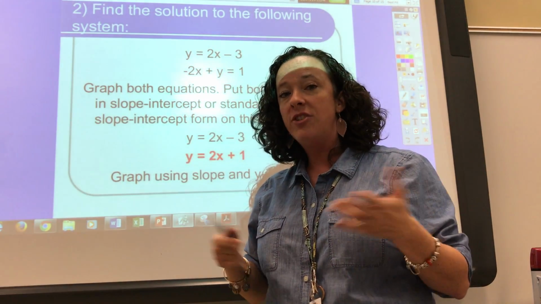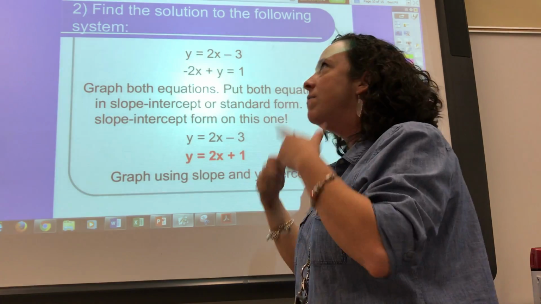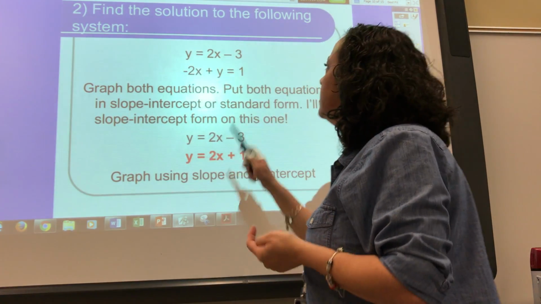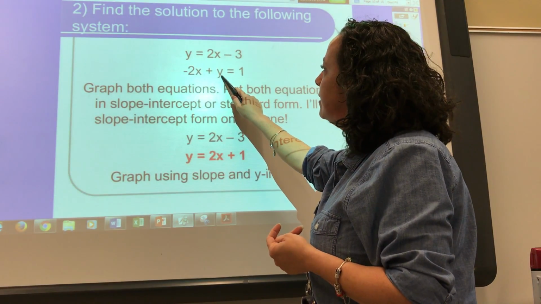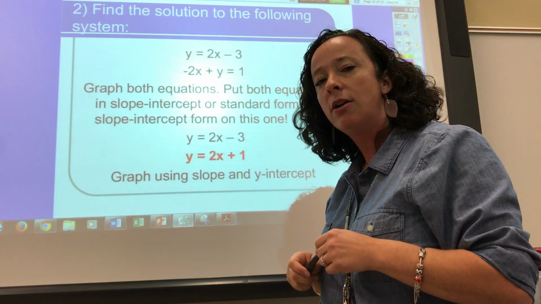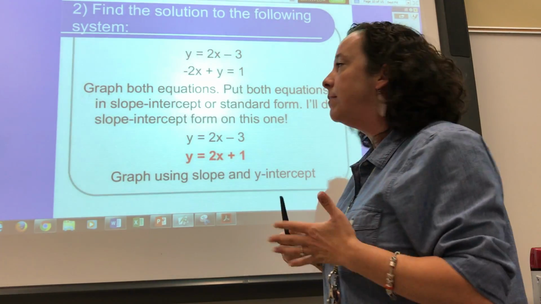It's a literal equation, solve for y. All of this stuff comes back because we've learned this all before, and you've got to remember these things. So let's solve this for y, so that then we have two slope-intercept forms that we can graph using the y-intercept and the slope.